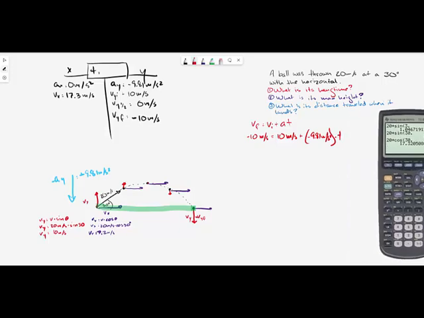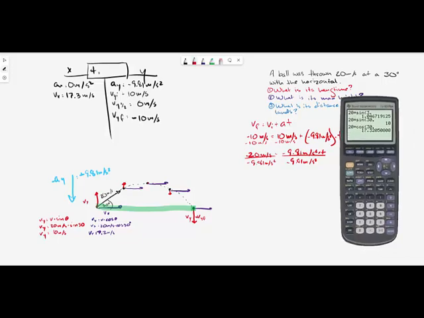Now, minus 10 on both sides to get 9.81 times time by itself. Negative 10 minus 10, as you may know, is negative 20 meters per second, which is equal to negative 9.81 meters per second squared times time. Divide by negative 9.81 on both sides.